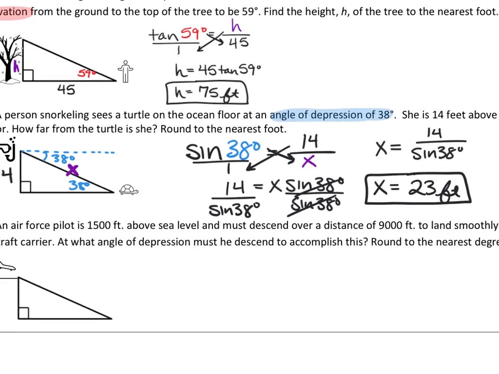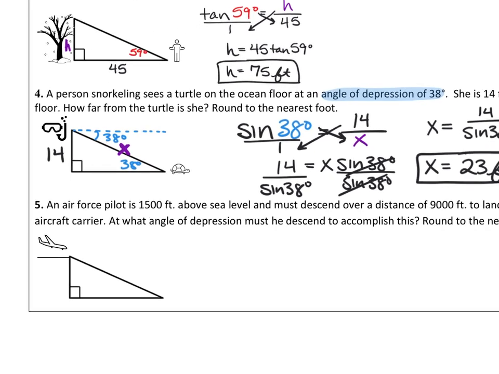Our last question for the day, it says an Air Force pilot is 1,500 feet above sea level and must descend or go down over a distance of 9,000 feet to land on an aircraft carrier. At what angle of depression must he descend to accomplish this? Okay, this is a different kind of question than the top two only because we're going to be solving for the angle. It didn't ask me what was the height or what was the distance. It asked me what is the angle.